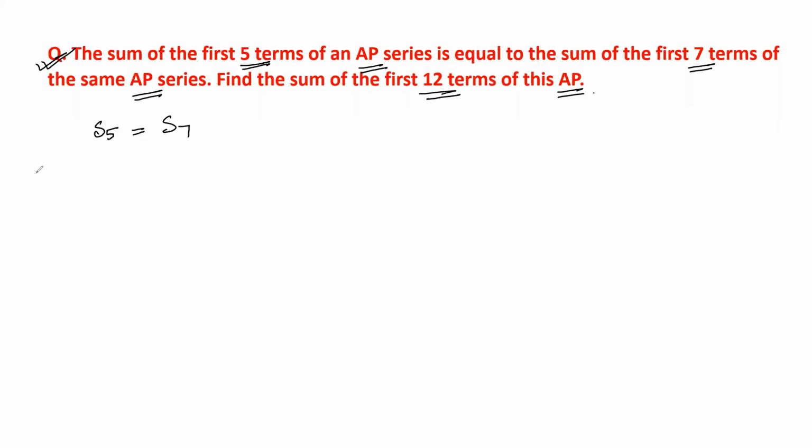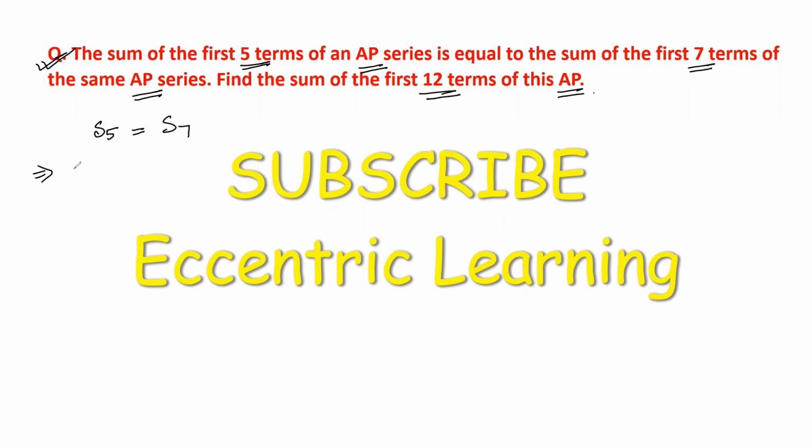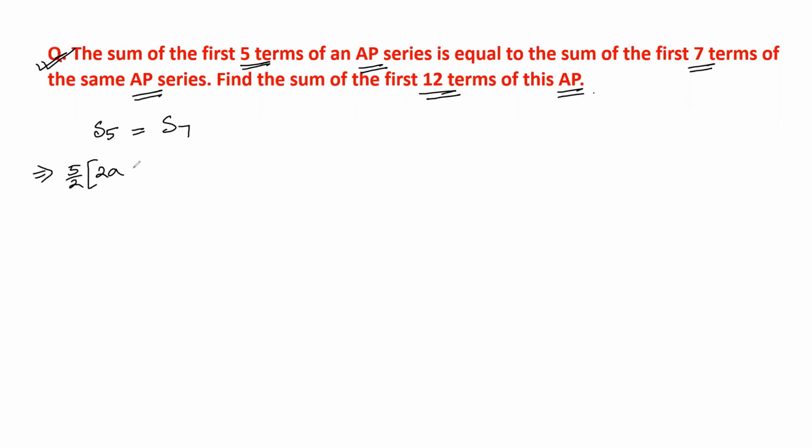So if we use the formulas directly, in that case, the sum of the first 5 terms of this AP series can be written as 5 by 2 into 2a plus 5 minus 1 into d, that is 4d. In a similar way, sum of the first 7 terms of this series can be written as 7 by 2 into 2a plus 7 minus 1 into d, that is 6d, where a is the first term and d is the common difference. If we simplify this, we'd be getting 2a plus 11d equal to 0.